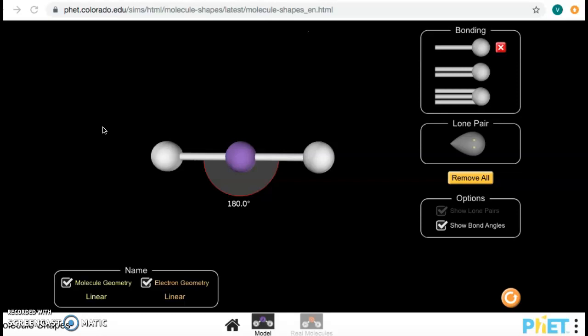So in this VSEPR theory, the electron densities around a central atom are pushed apart as far as they can. They're repelled, right? These electrons are negatively charged, so they're repelling each other. So in this theory these electron densities will be as far apart as possible. In this molecule that I have here on the screen, we have two bonded atoms, and as far apart as possible is 180 degrees, and they make a linear molecule.